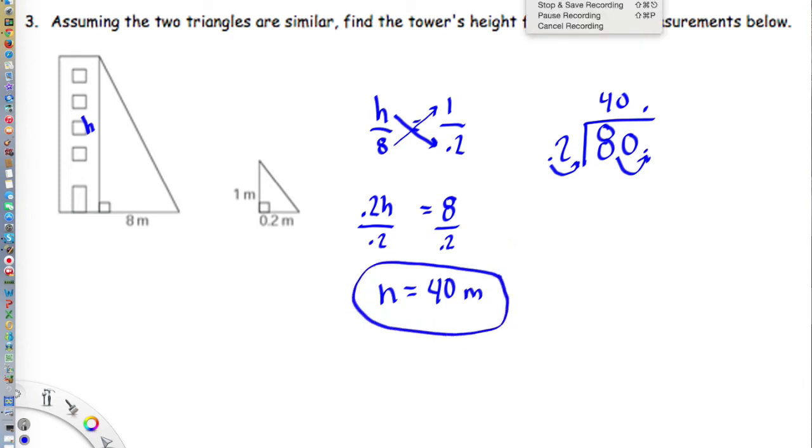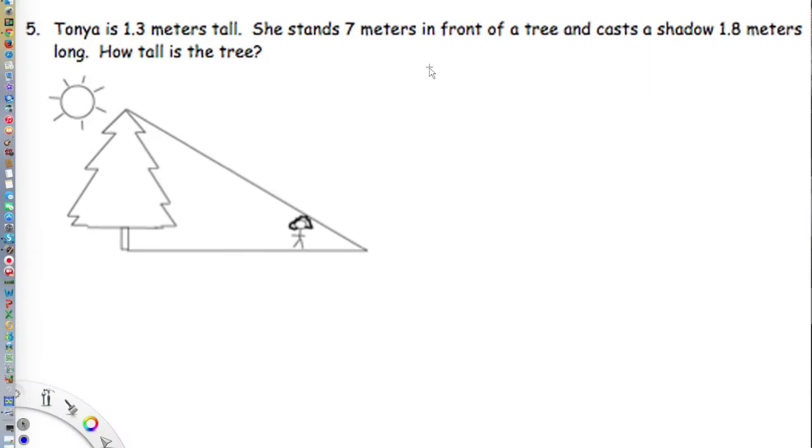Pretty simple. Let's take a look at number 5. Tanya is 1.3 meters tall. She stands 7 meters in front of the tree and casts a shadow 1.8 meters long. How tall is the tree? Okay, well, the height of the tree, that's what we're trying to figure out. That's unknown, which is the height of the big triangle.